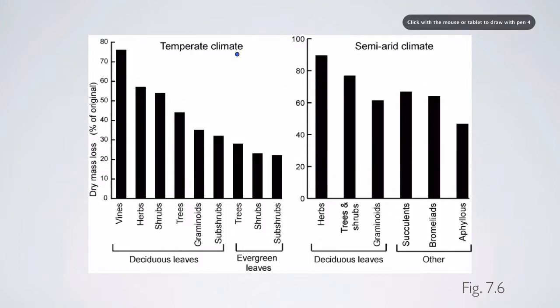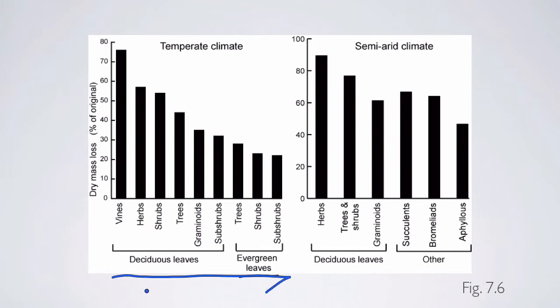So for example, in a temperate climate, here are, on the x-axis, different classes of plants. Vines, herbs, shrubs, trees, grasses, different types of plants with deciduous leaves, and then those that have evergreen leaves. And in general, this is a pattern associated with fertility. So high fertility plants on the left, low fertility plants on the right. On the y-axis, we have dry mass loss, so percent of original in a given amount of time. So what's the rate of decomposition? How much mass is lost from looking at the decomposition of leaves of all of these organisms?